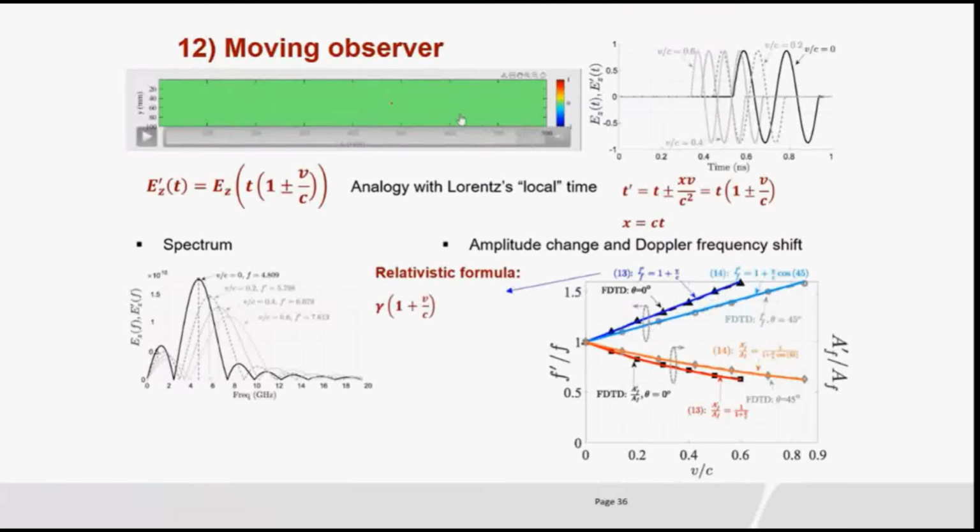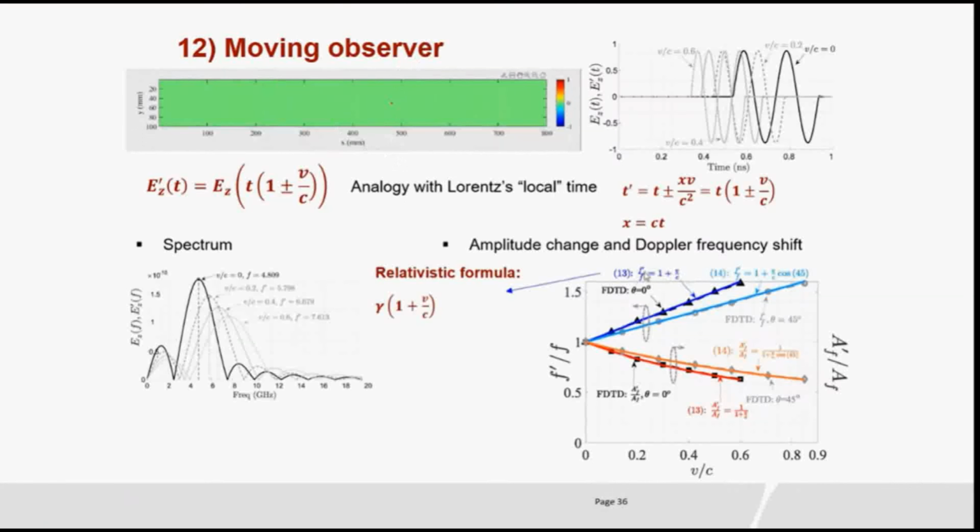And also, you can move with a certain angle. If you move at a certain angle, you have 1 plus v over c cosine theta, where theta is the angle from the motion. This formula here is the same formula we got with the classical wave theory. And here we got it using Maxwell equations resolved numerically.